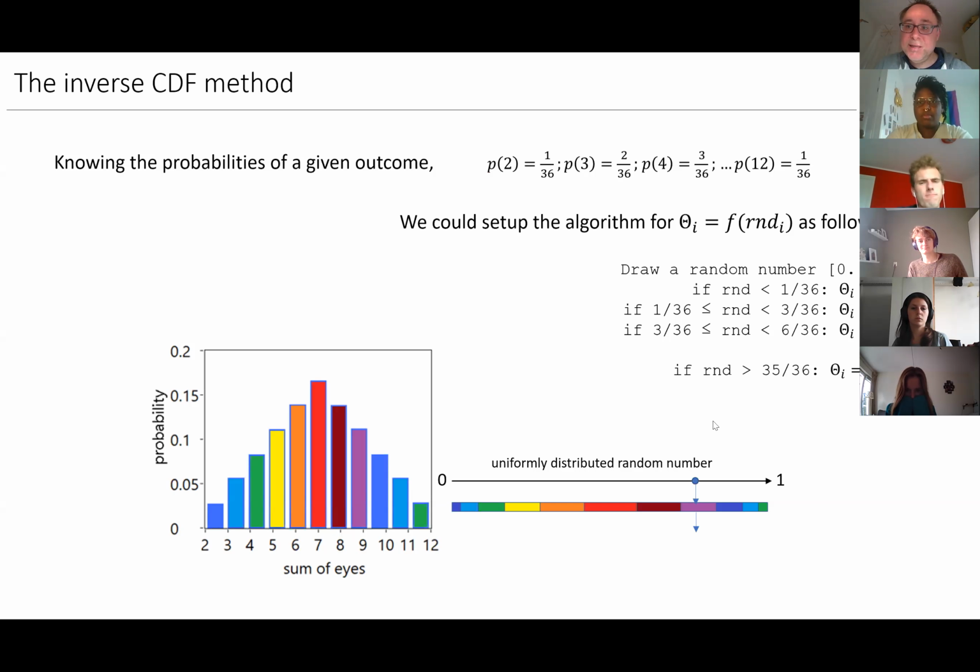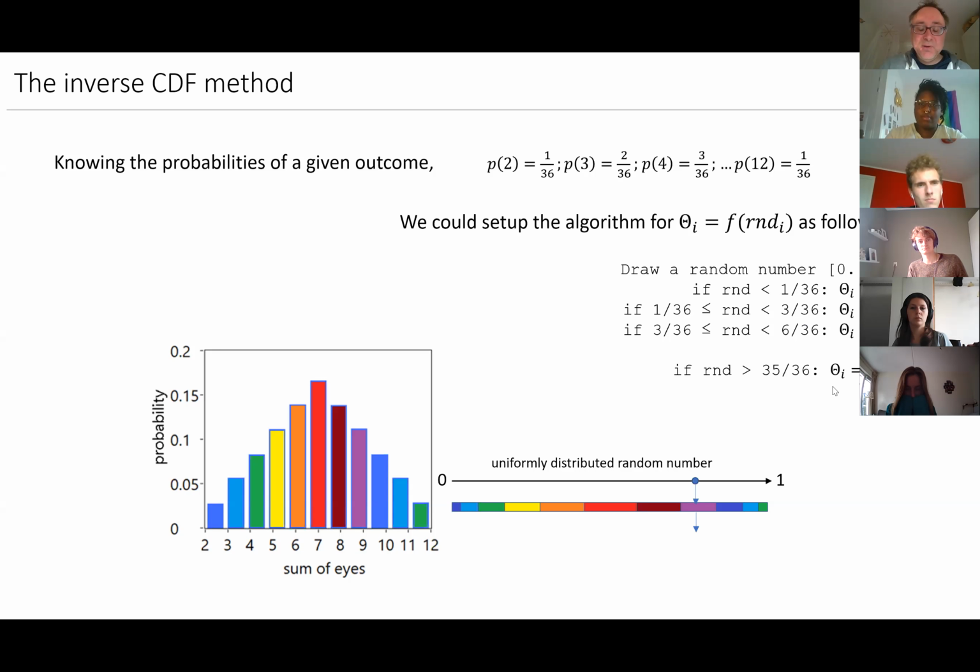So what we could do then is draw this random number from the computer, uniform random number, and just walk along this set of rules. If it is less than 1/36, we would assign a theta value of 2. If it is between 1/36 and 3/36, so that the total range is 2/36, then we could assign a value theta of 3, etc. for the next number of possibilities.